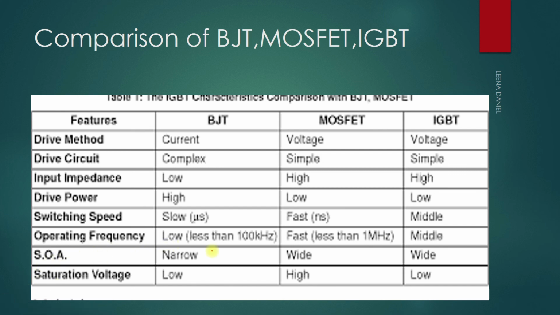This is the safe operating area. Safe operating area means how much area we can cover by using these switching devices in the circuit. It shows the operating region of the devices in a safe mode. BJT has a very narrow band in which we can use it safely, but MOSFET and IGBT have a wide safe operating area, so we can use them widely at higher power levels. For saturation voltages, BJT and IGBT both have a very low saturation voltage, but MOSFET has a high saturation voltage.